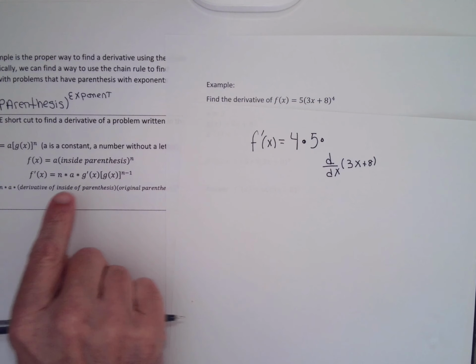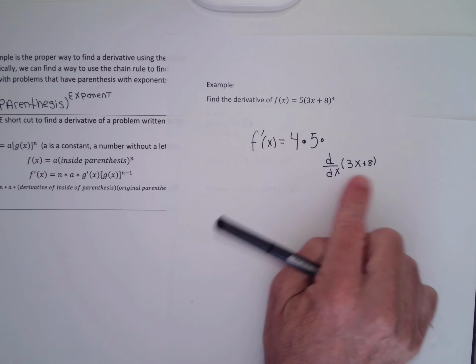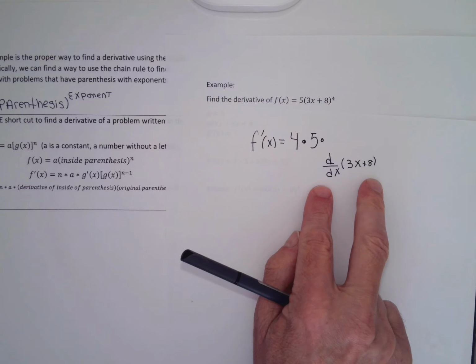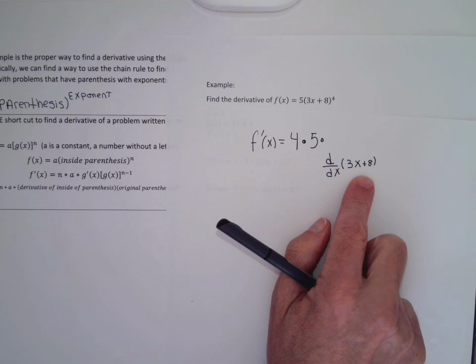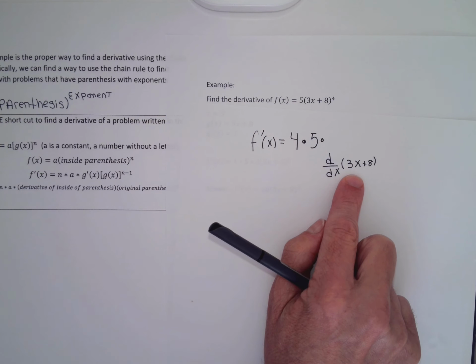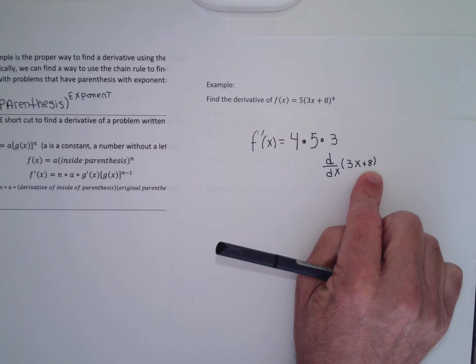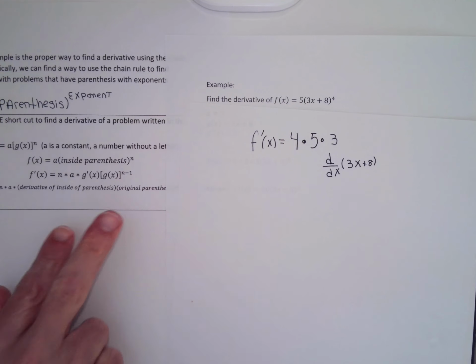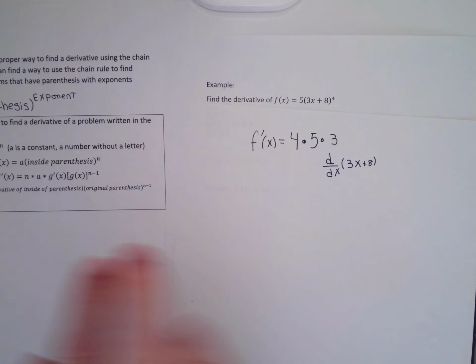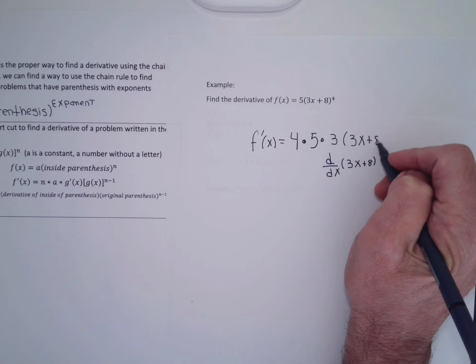So it's the exponent 4 times the coefficient 5 times the derivative of what's inside the parentheses. This is a symbolic way to represent that I'm going to find the derivative of what's inside the parentheses. Inside the parentheses is 3x plus 8. The derivative of the 3x, because it's a first power term, is 3. The derivative of the 8 is 0. So there's my exponent, coefficient, times the derivative of the inside of the parentheses, times the original parentheses with the exponent lowered by 1. So I'm going to take the original parentheses and lower the exponent by 1.